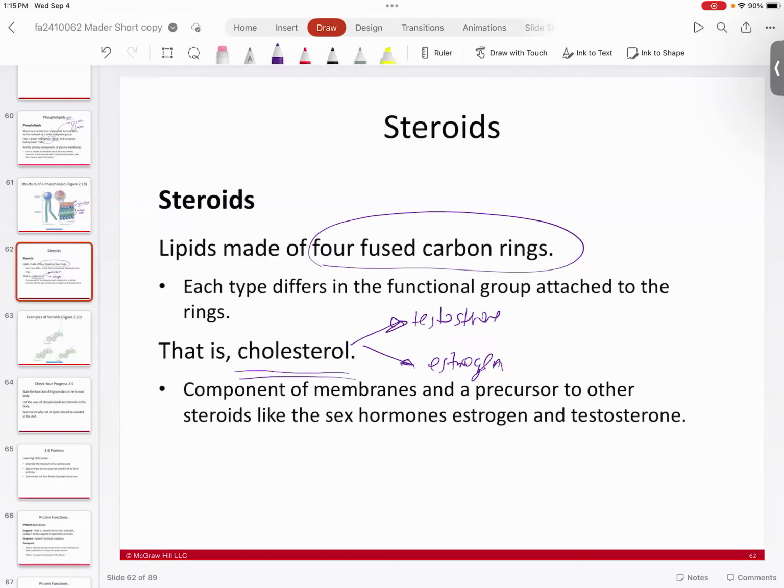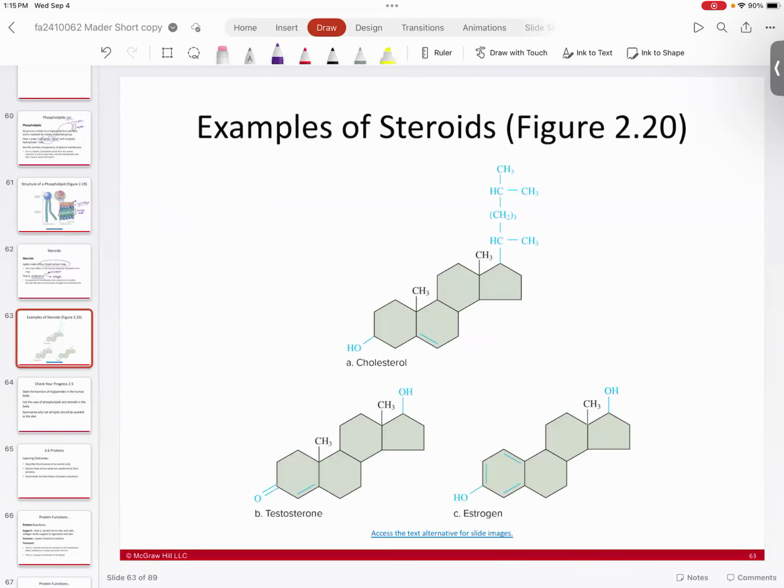So that's the reason why you don't want to just have a diet with no cholesterol in it. It's also important as a component of your membranes. So your cell membranes need cholesterol in them in order to stabilize those lipid bilayers. So you do need cholesterol. You just don't need a ton of it, right?